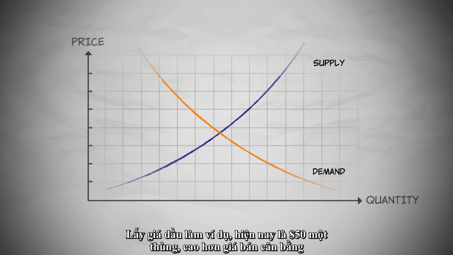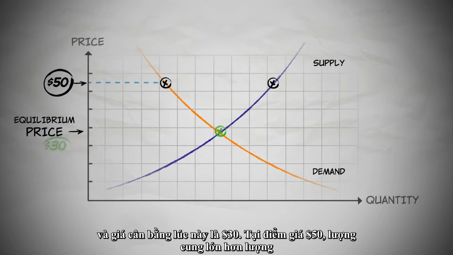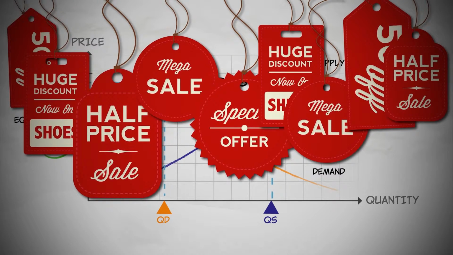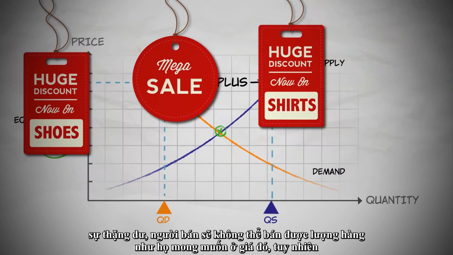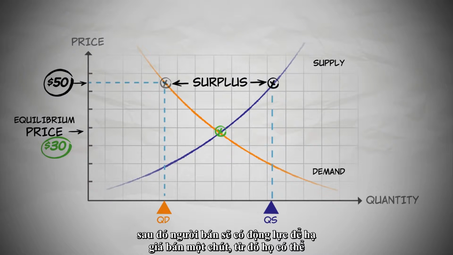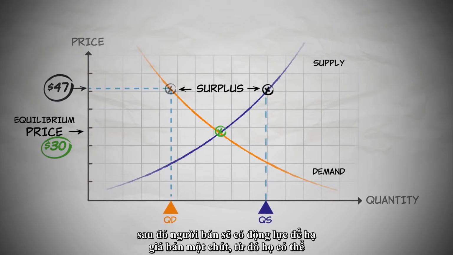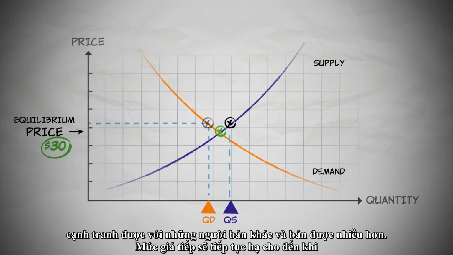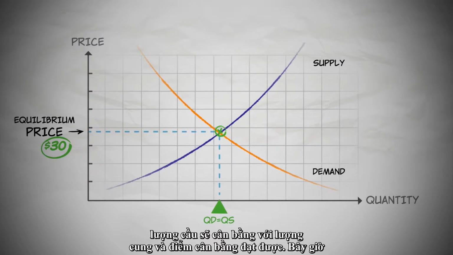So, let's say the price of oil is currently $50 a barrel. That's above the equilibrium price of $30 a barrel. At $50 a barrel, the quantity supplied is more than the quantity demanded. So, we say there is a surplus. So what happens? It's sale time! When there's a surplus, sellers can't sell as much as they would like to at the going price, so sellers have an incentive to lower their price a little bit so they can outcompete other sellers and sell more. The price will continue to fall until the quantity demanded is equal to the quantity supplied and equilibrium is reached.